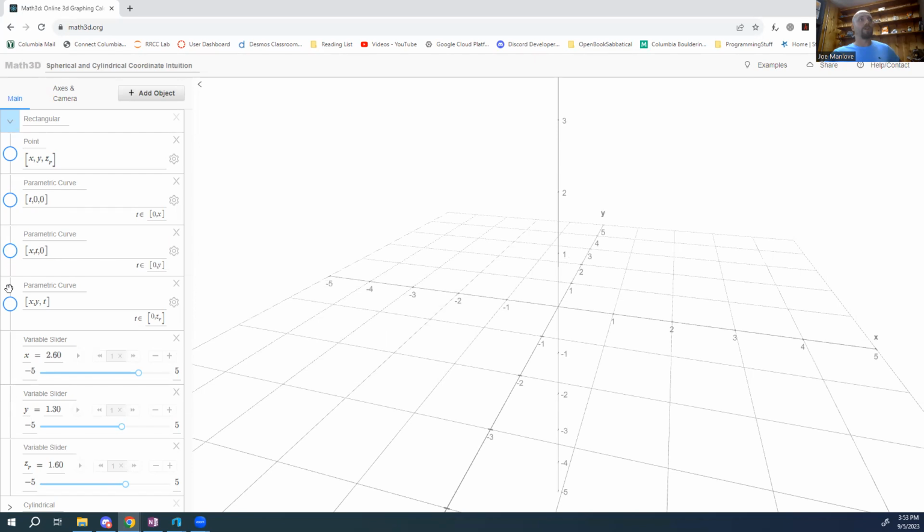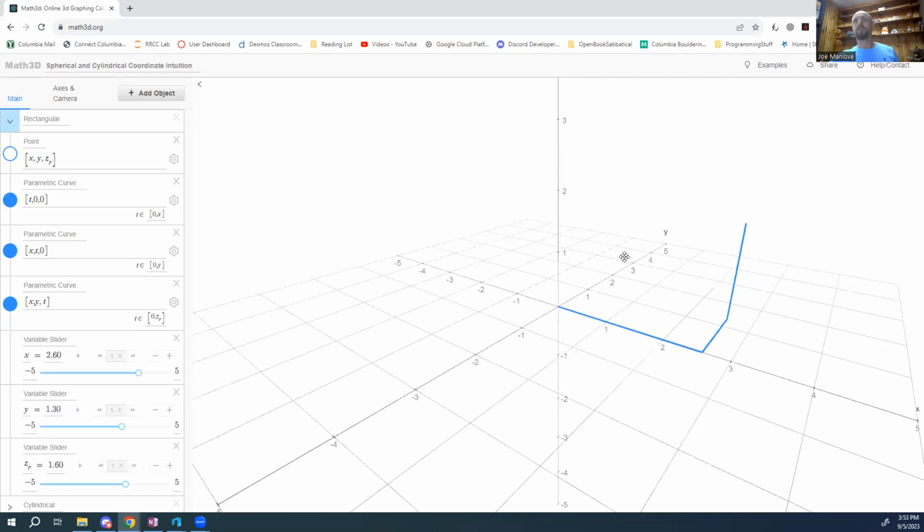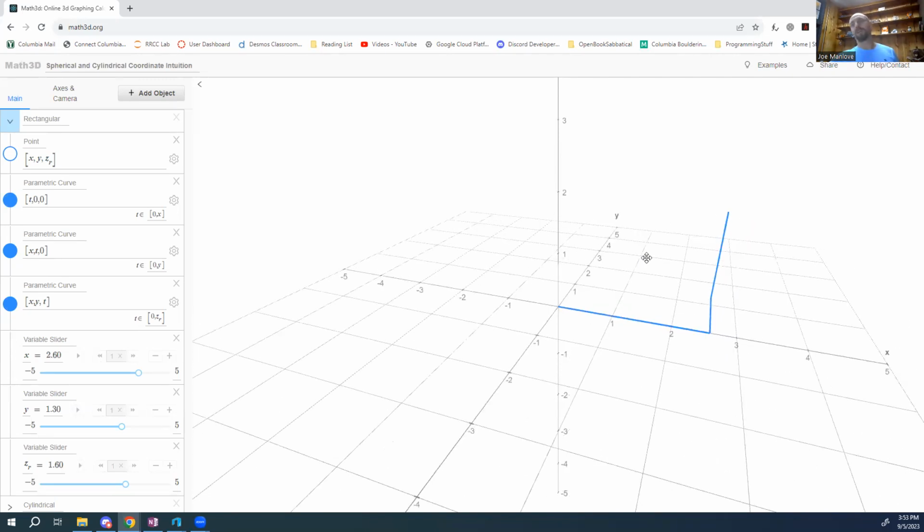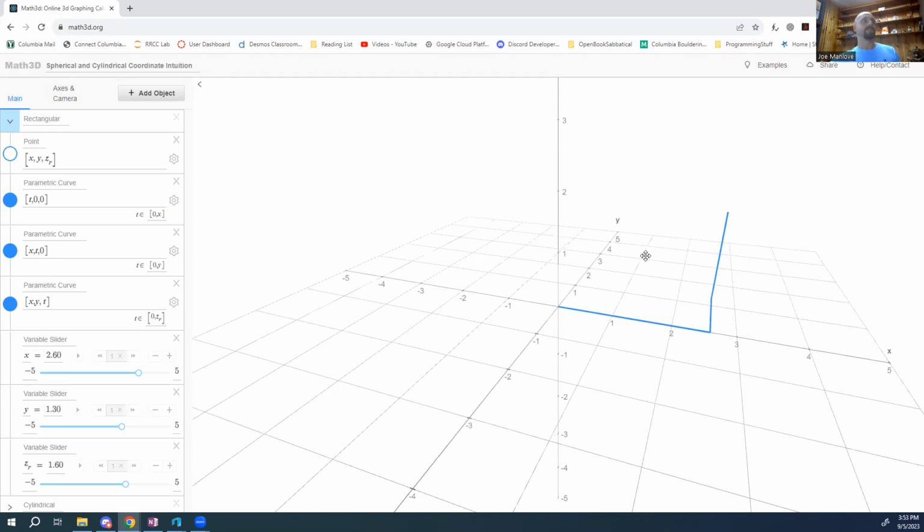In this first folder, I've got rectangular coordinates. So I want to describe how I get to a point in space using rectangular coordinates. You guys are super familiar with these. First, we're going to go over some distance. Then we're going to go back some distance. Then we're going to go up some distance. Traditionally, we refer to those as X, Y, and Z. So here I'll call them X, Y, and Z.